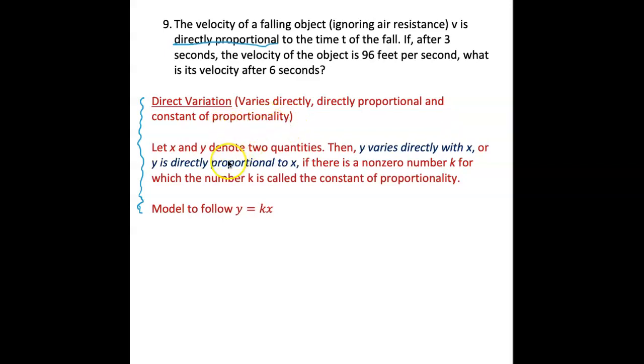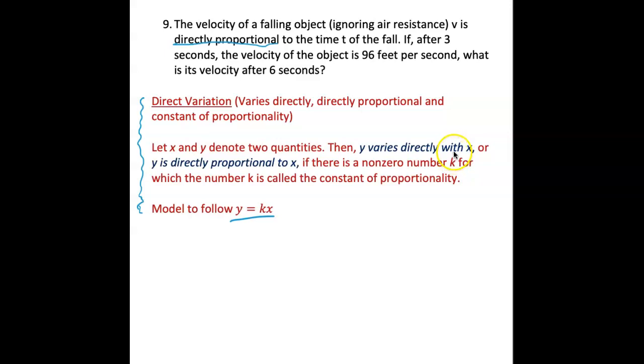Proportionality. I am 100% sure that you can pronounce that better than me, so bear with me. Okay, so the idea is you're going to let X and Y denote the two quantities. So this is what we're using, and that's why you see this over here. Then Y varies directly with X.